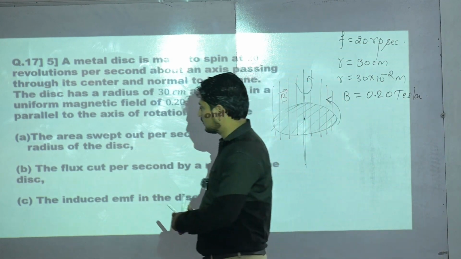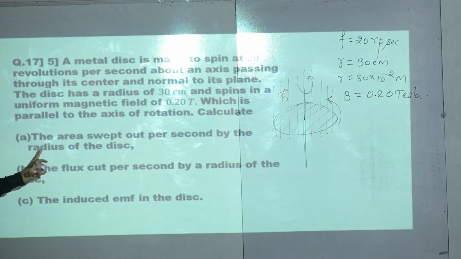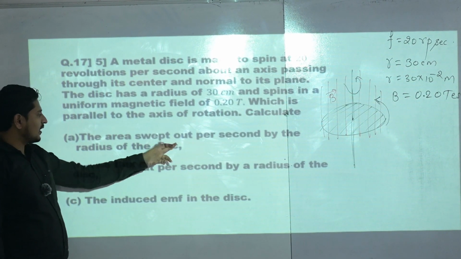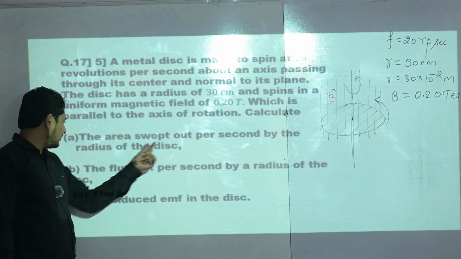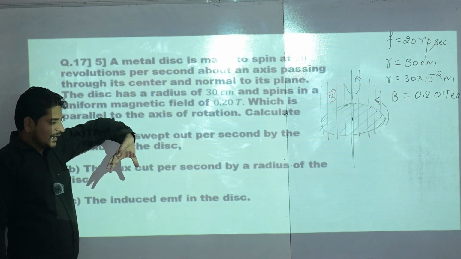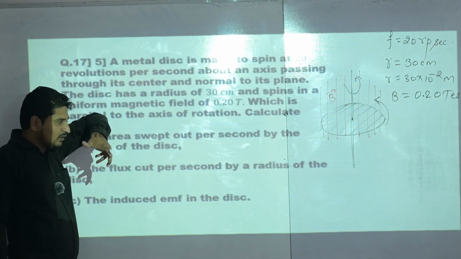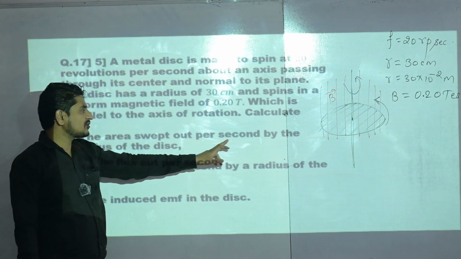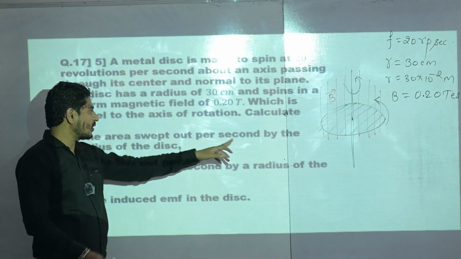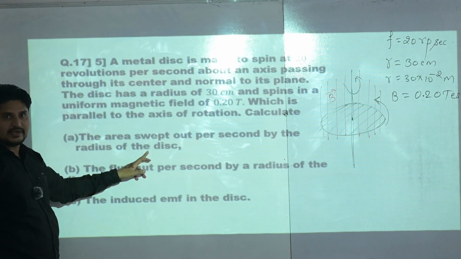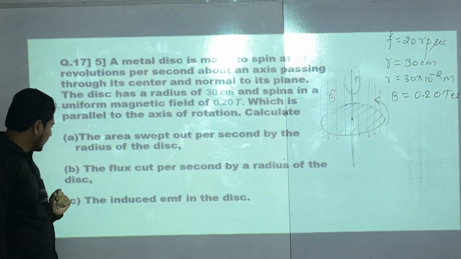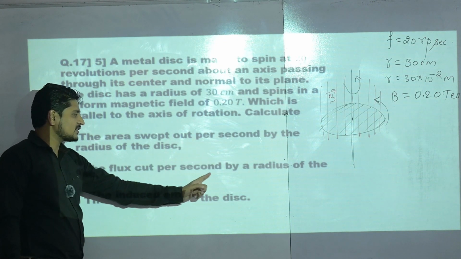Calculate. Now see, calculate first. So what we have to calculate? The area swept out per second. मतलब मेरे को area swept out करना है, area निकालना है मेरे को per second के लिए by the radius of the disc. It means that when this metallic disc spins, जब ये spin होगी तब area कितना swept out होगा per second में, एक सेकंड में कितना एरिया स्वेप्ट आउट हो रहा है बाय द रेडियस ऑफ द डिस्क. रेडियस के वजह से एरिया कितना स्वेप्ट आउट हो रहा है पर सेकंड के लिए, that's what we have to calculate in first and then second is the flux cut per second.